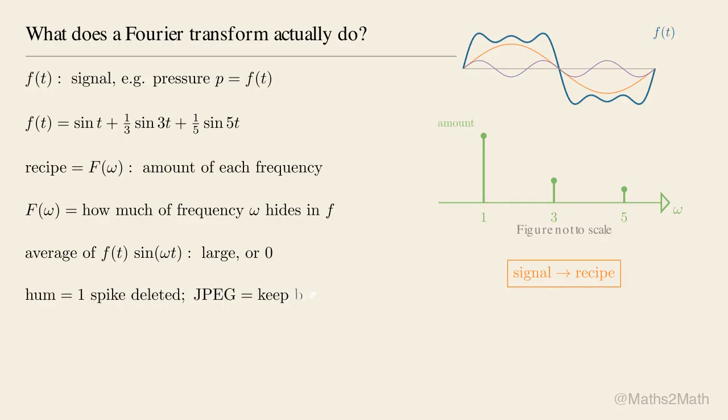And that is the superpower. Hard problems on the signal become easy on the recipe. Remove a hum, delete one spike. Compress a photo, keep the big spikes, drop the tiny ones, that is JPEG. This is important.